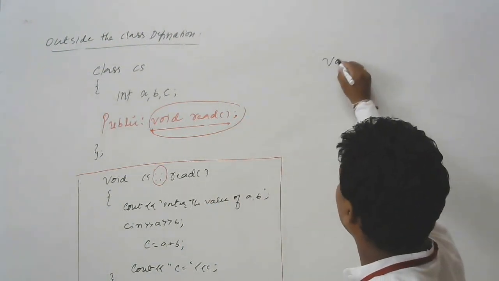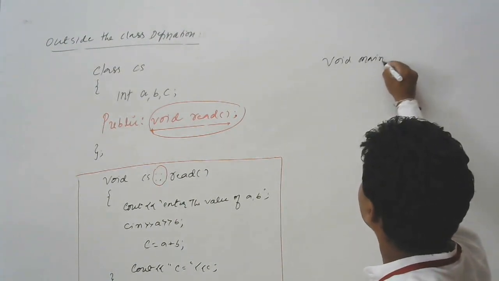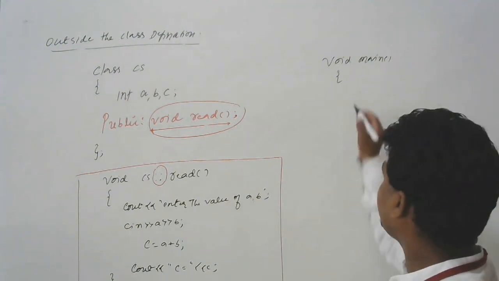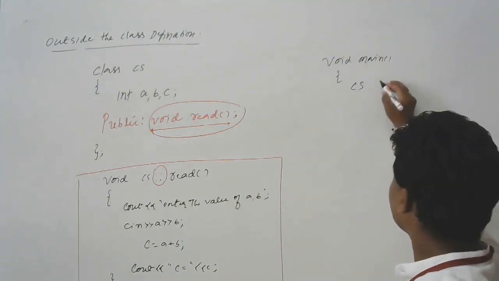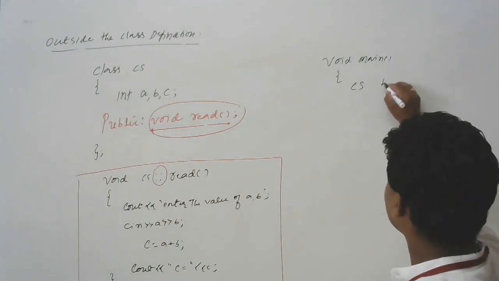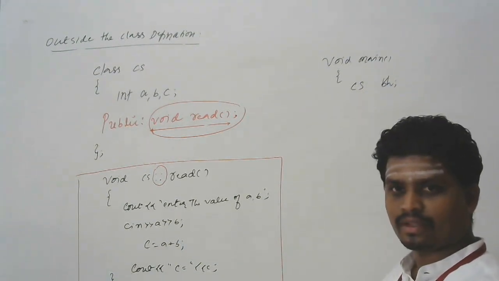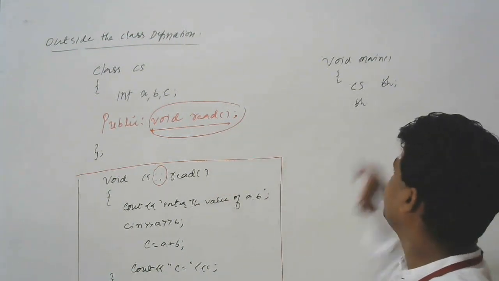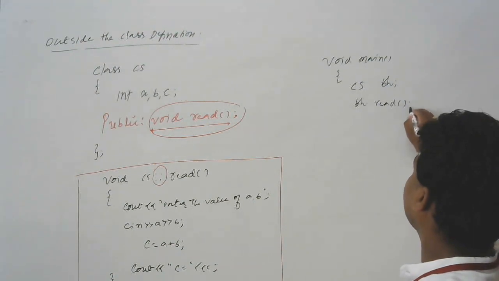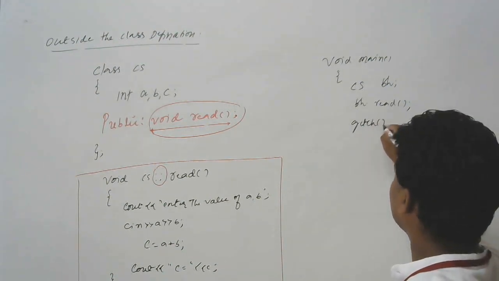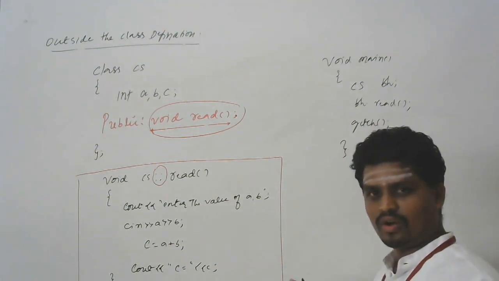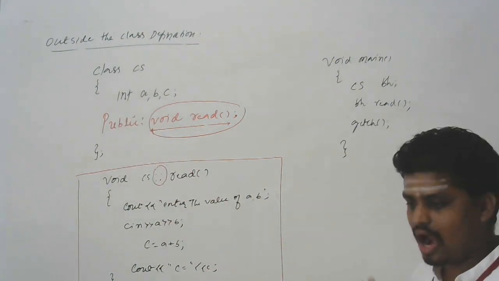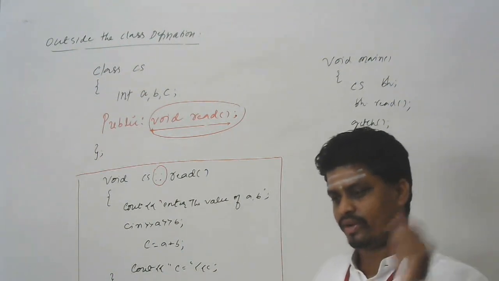Again you need to call void main, open the curly bracket, then create the reference object. How do you create it? CS, because that is the name of the class, and the reference object BH. Then BH dot, what's the name of the function? Read. Just write read, getch, close. The only difference is that the same function you defined inside there, here you are just defining outside. The same program in two different manners.